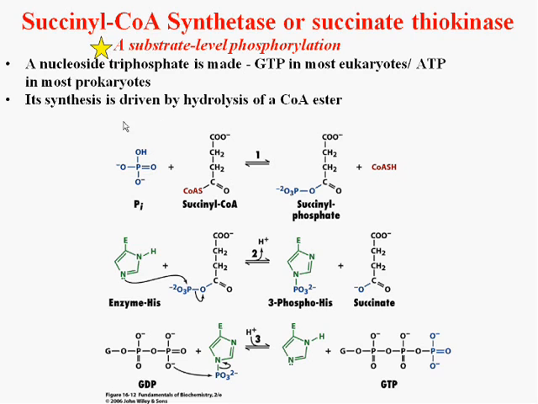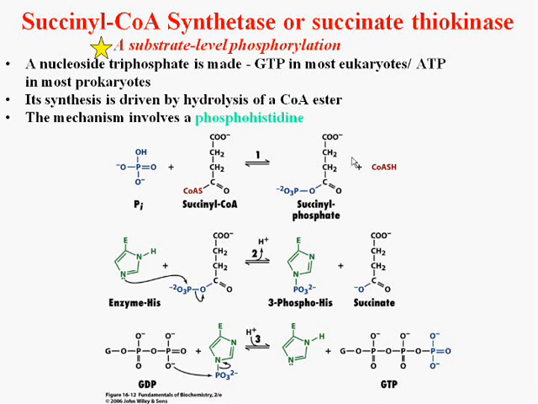The last thing you should keep in mind is that the synthesis in this reaction, we've actually alluded to this when we were looking at the previous slide, is driven by the hydrolysis of the high energy thioester bond in the coenzyme A ester or thioester. Also keep in mind, this is also very important, the mechanism involves a phosphohistidine. So please remember that the succinate thiokinase or succinyl-CoA synthetase reaction involves a phosphohistidine.